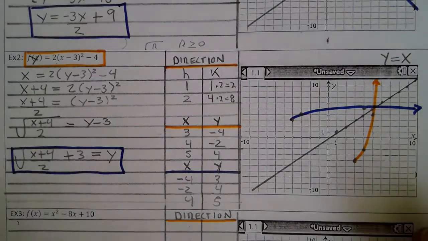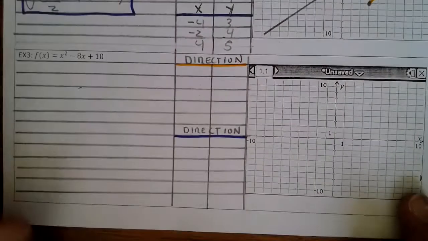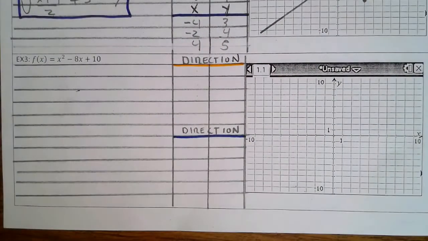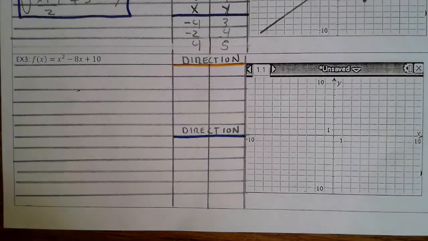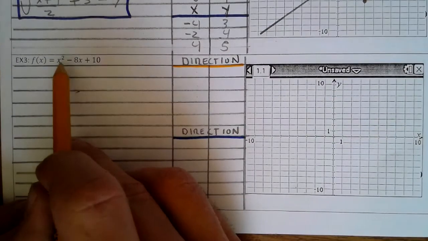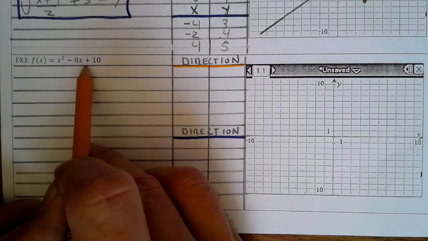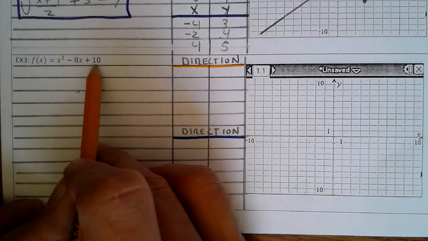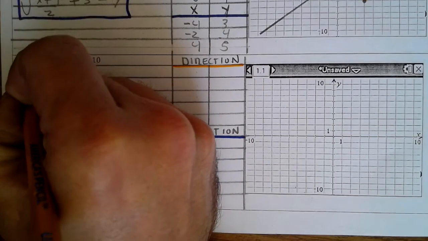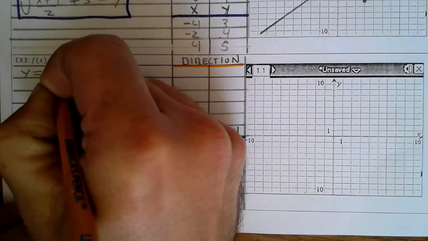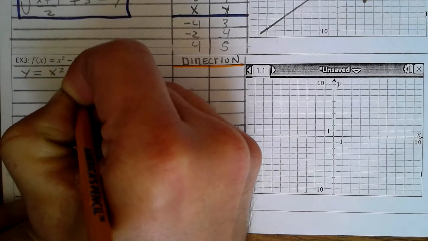All right, so now let's take a look at example 3. Again, we're going to graph example 3, but the problem is you can't graph in this form. So we actually need to complete the square to put this in vertex form. So this is y equals x squared minus 8x plus 10.